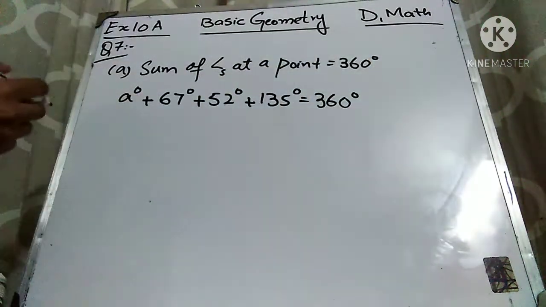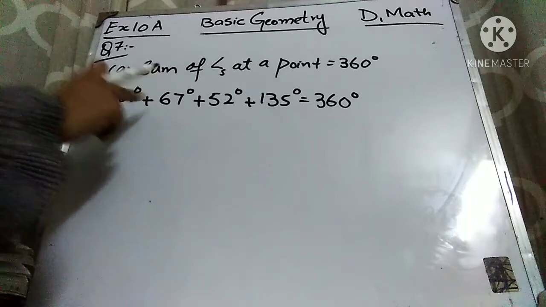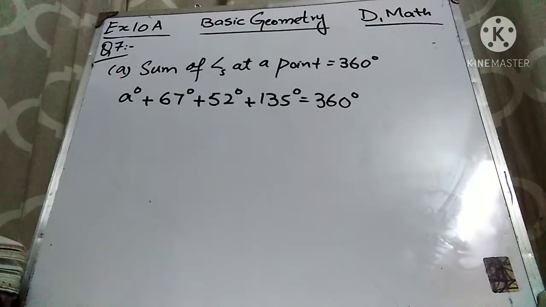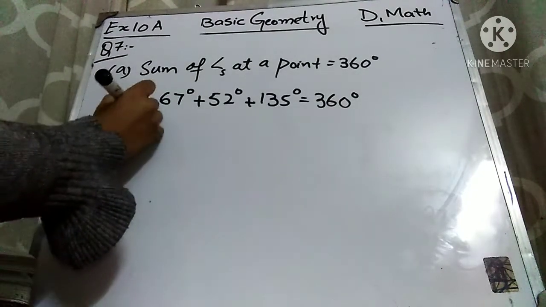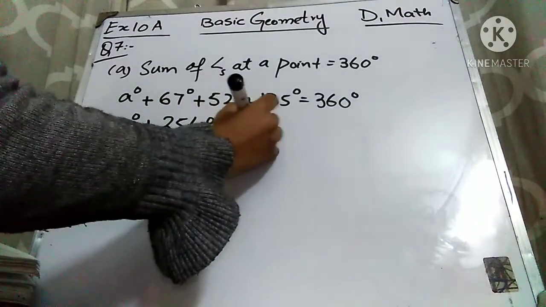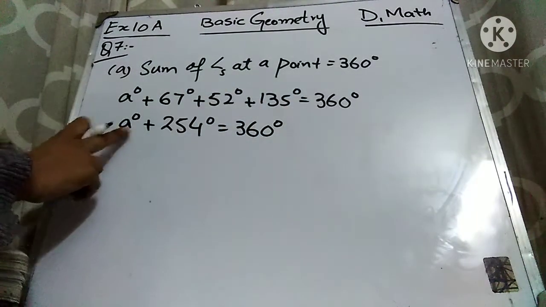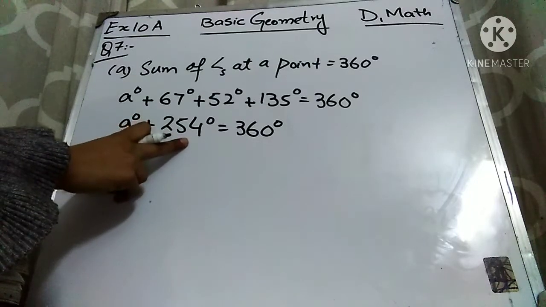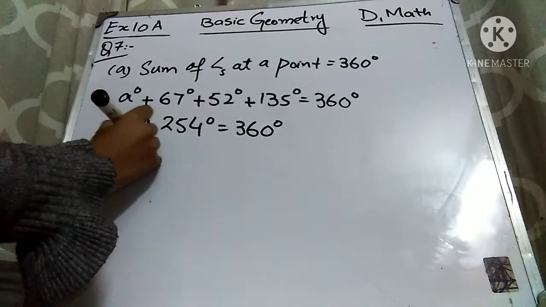Now you will add up all the angles except A. So you will add up 67 plus 52 plus 135. So what will you get? You will get 254 degrees. Now you have to find out the value of the unknown, which is A. So this 254 is adding over here and it will go to that side, it will subtract.